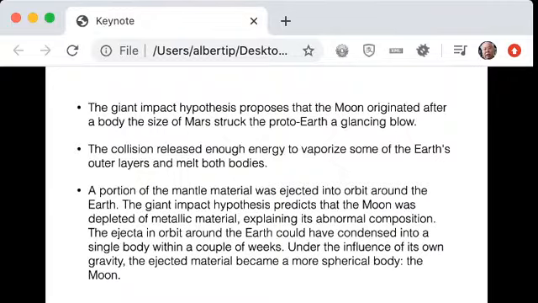We assume that the moon was formed by a rock the size of Mars, which struck the Earth at an angle. That collision released a lot of energy, vaporizing some of the Earth's outer layer, and melting both part of Earth and obviously the rock itself. A portion of that mantle material, where it hit on Earth, got ejected into the atmosphere, ejected out away from Earth, and that eventually formed the moon.